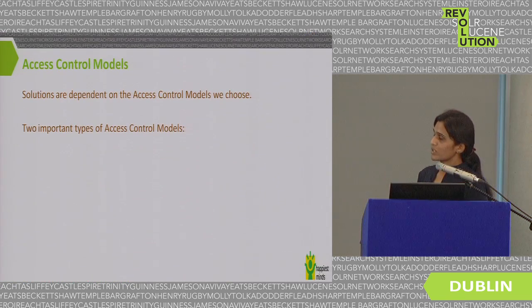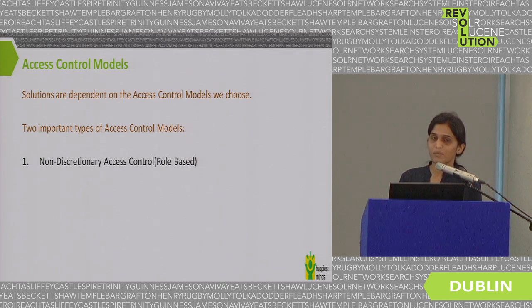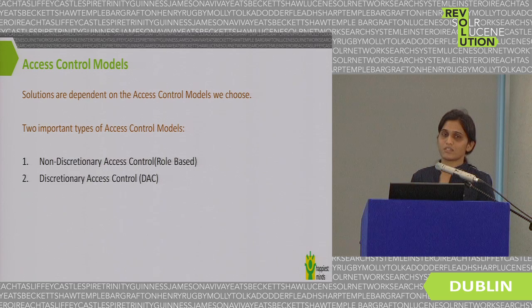Okay. Now, the solutions are again dependent on the access control model we choose and also the type of systems. First, we have two different types of access control models. One is the non-discretionary type of access control model, and the other is the discretionary type of access control model. Let's look at each one separately.